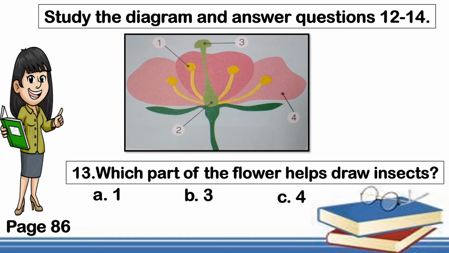Number 13. Which part of the flower helps draw insects because of its smell? Letter A, number 1. Letter B, number 3. Or letter C, number 4.